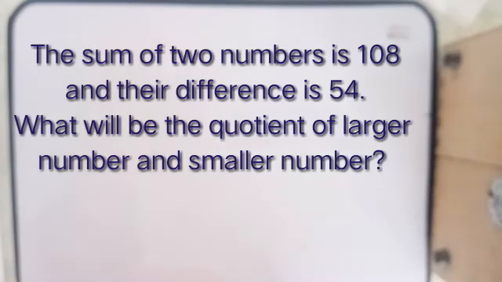Okay, next problem: the sum of two numbers is 108 and the difference is 54. What will be the quotient of the larger number and the smaller number? So this time, it is a number problem. You're going to identify first what is your larger number and what is your smaller number. Remember that the last part of the problem asks for the quotient of the larger number and the smaller number.